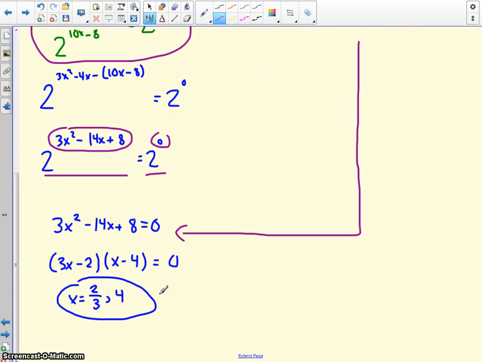Okay, so just remember that big important thing with exponential equations. In order to equate the exponents, you need a single power on both sides of the equation, and that power has to be of the same base.